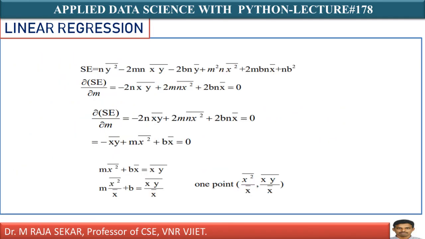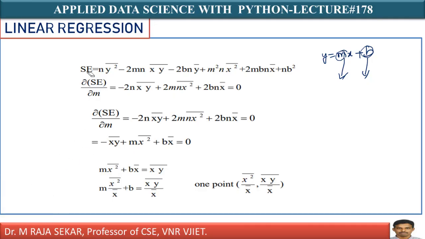Now, this is my standard error. Now, what are the parameters here? In y equal to mx plus b, m is a parameter, b is a parameter. Now, I must find this m comma b, isn't it? Let me differentiate partially with respect to m first.